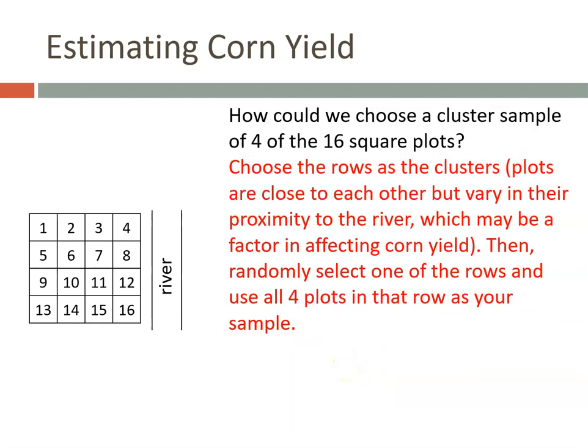Let's look at cluster. So again, with cluster, they're near each other, but they're different in certain ways. In this case, I'm going to choose my rows as my clusters. So the plots are close to each other, but they're going to vary in their proximity to the river, which may in fact be a factor in affecting their corn yield. So then I would randomly select just one of the rows, okay? And then I would use all 4 plots in that row as the sample.